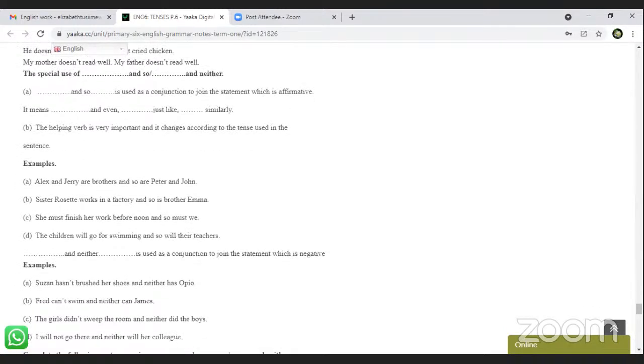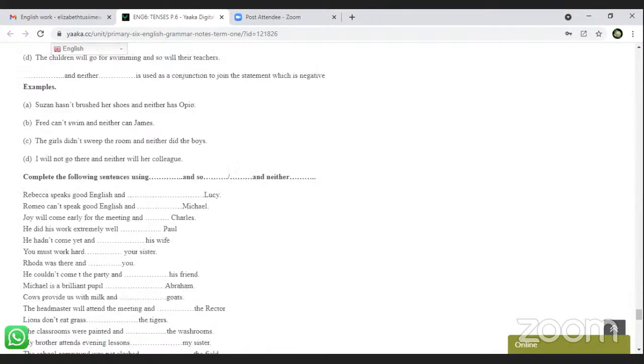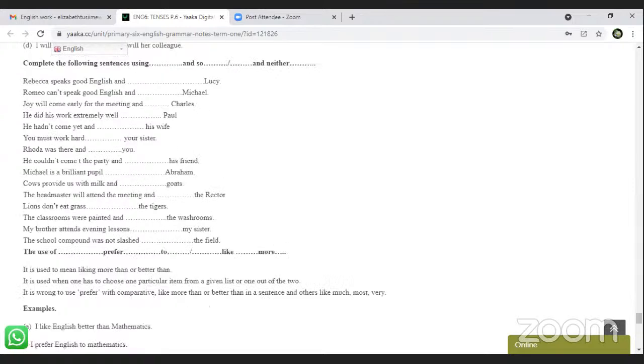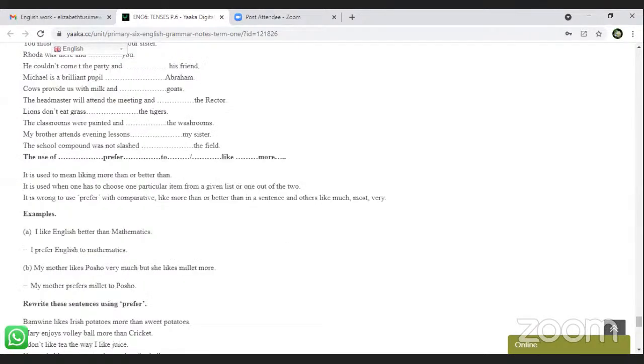We have "so" and "neither". "So" is used in positive or affirmative sentences, whereas "neither" is used in negative sentences, but they are used the same way. The only difference is one is used in positive sentences, whereas the other is used in negative sentences. So "neither" is negative, and "so" is positive. You read and you'll be able to understand that. Please go ahead.